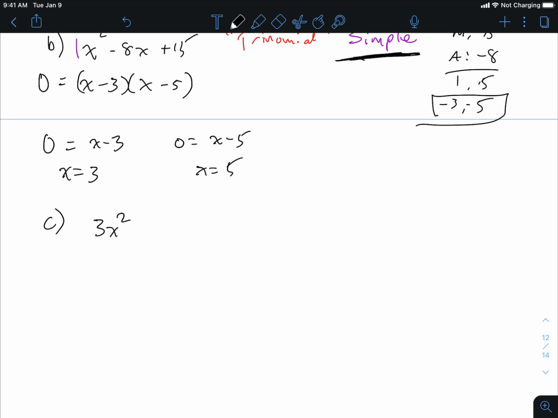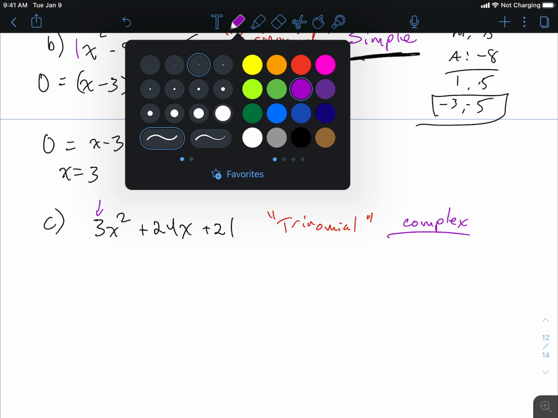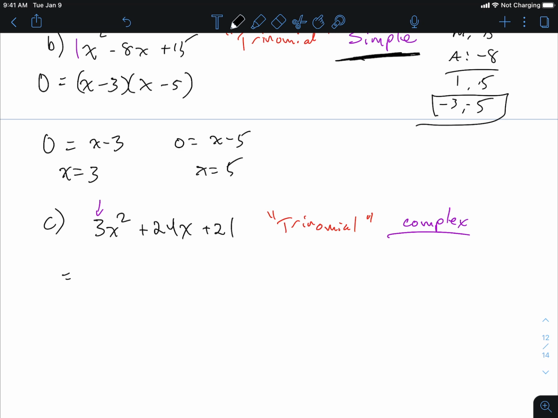Okay, C, 3x squared plus 24x plus 21. I see it's a trinomial. Simple or complex? It's complex as it stands right now because of the 3 out front, but always common factor first. So what is there in all three of those terms that I can remove? I see a 3. 3 goes into 3, 3 goes into 24, 3 goes into 21. So let's take it out. 3, x squared plus 8x plus 7. Well, that's nice. Now this is a simple trinomial.